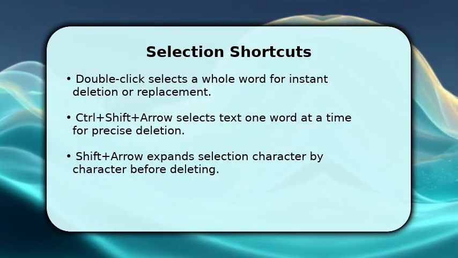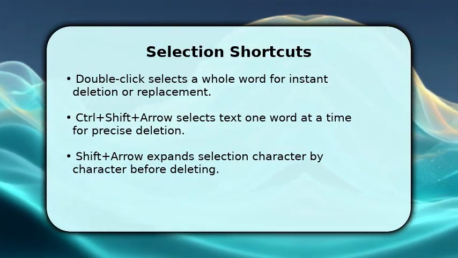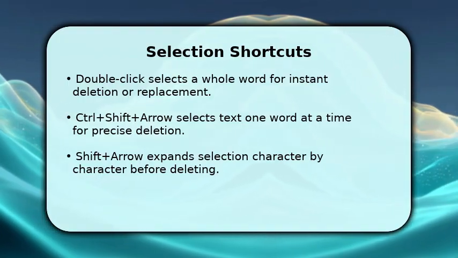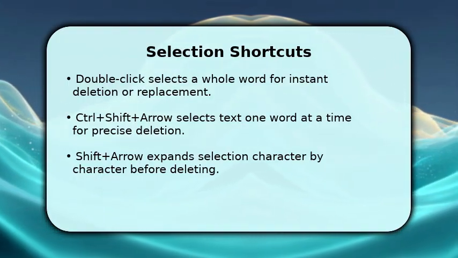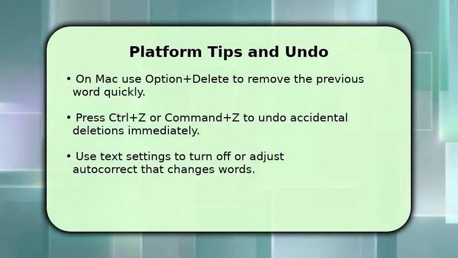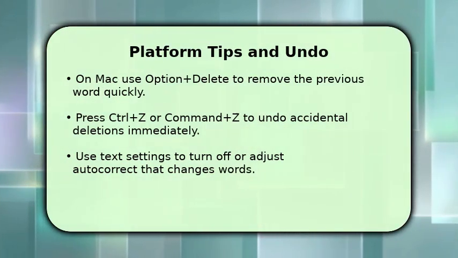On Windows, use Ctrl plus A to select all text in a field before pressing delete. Remember that selection lets you review text before committing removal or replacement with new words. Adjust platform shortcuts and undo features to fix mistakes instantly.